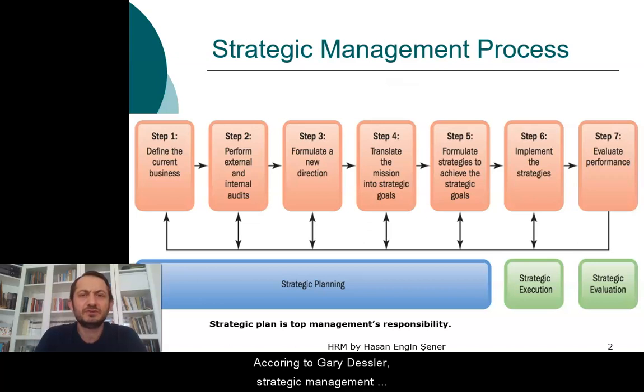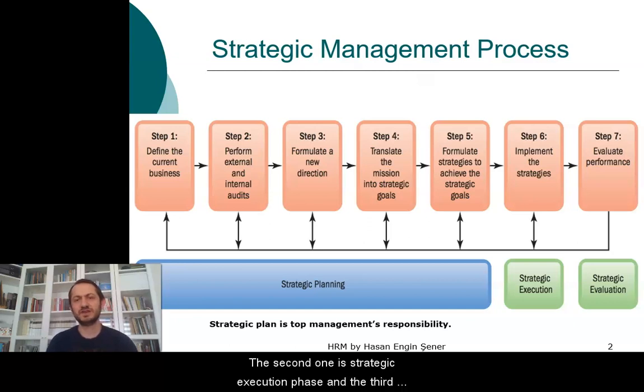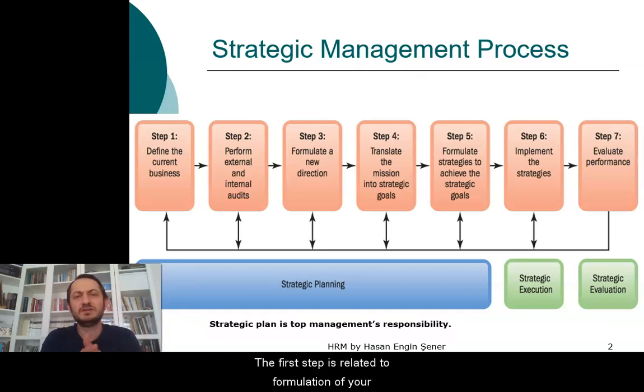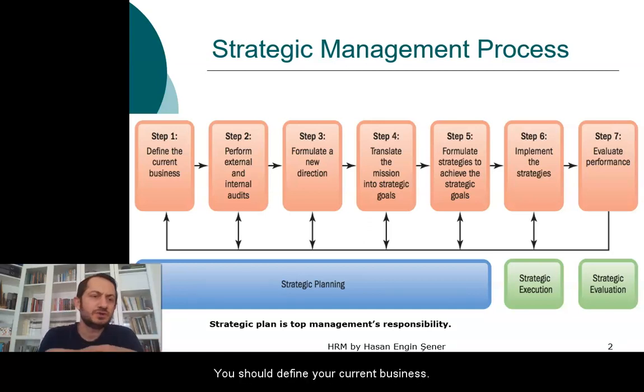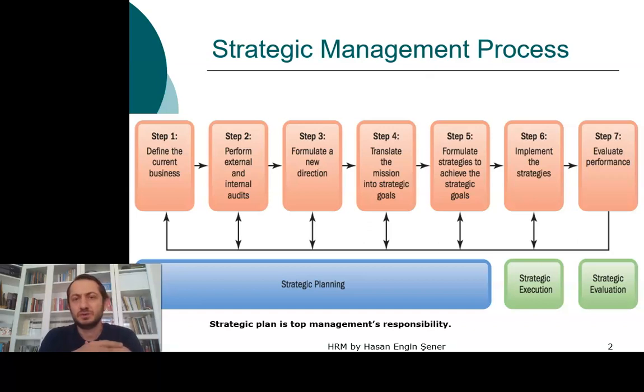According to Gary Dessler, strategic management process can be divided into three phases. The first one is formulation phase, which he calls strategic planning phase. The second one is strategic execution phase, and the third one is strategic evaluation phase. The first step is related to formulation of your mission. You should define your current business. The second step is related to environmental scan. It can be either internal or external. The third step is related to formulation of a new direction, which is actually formulation of vision.